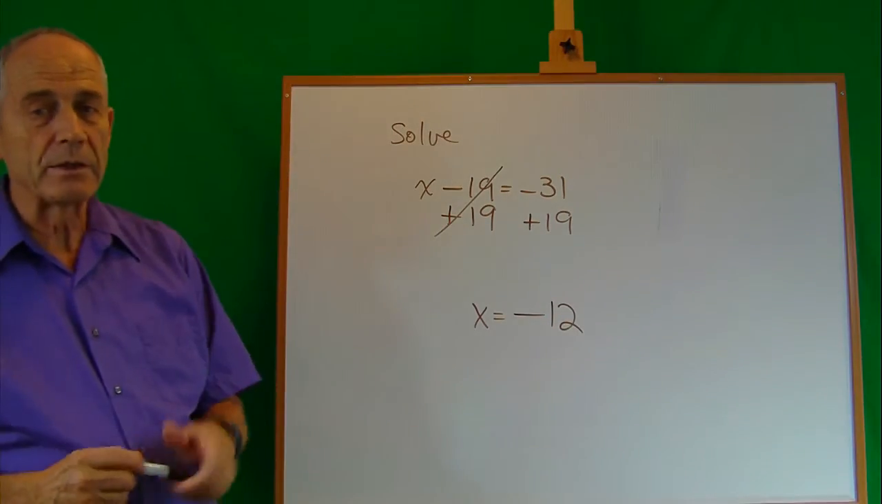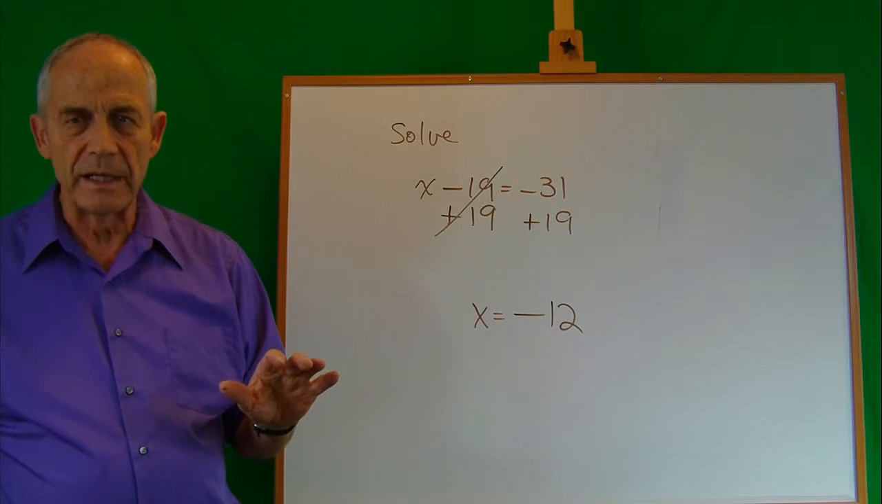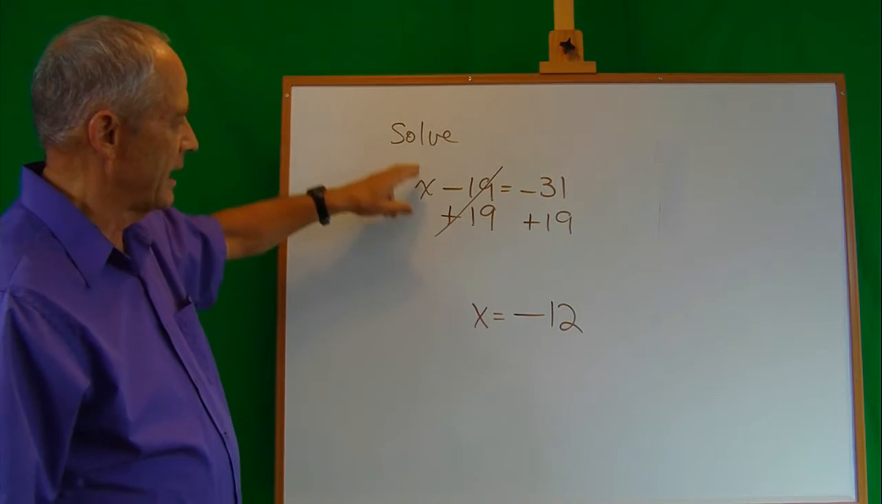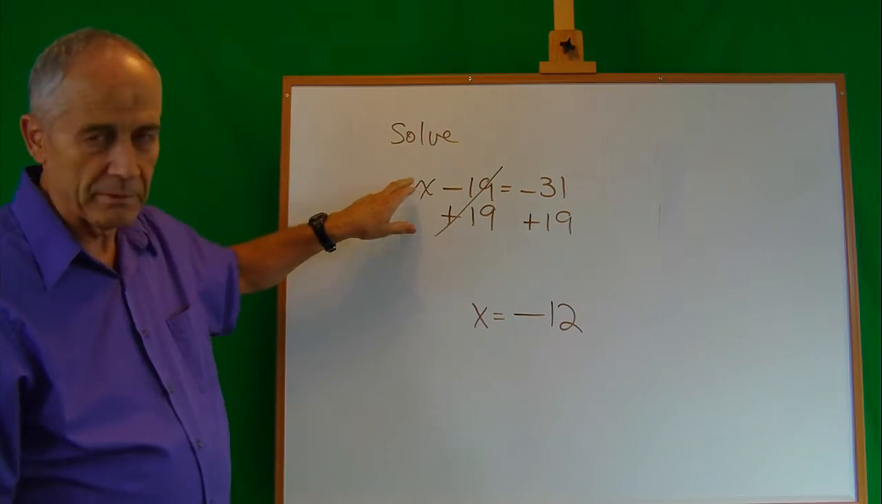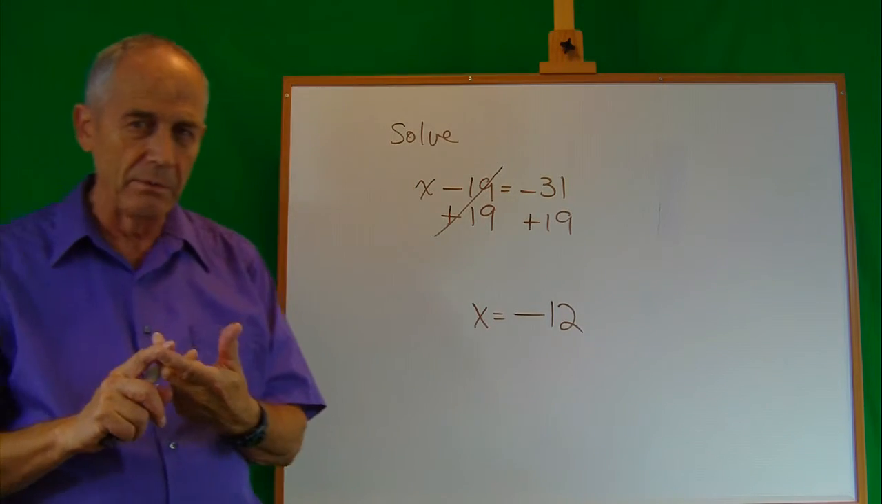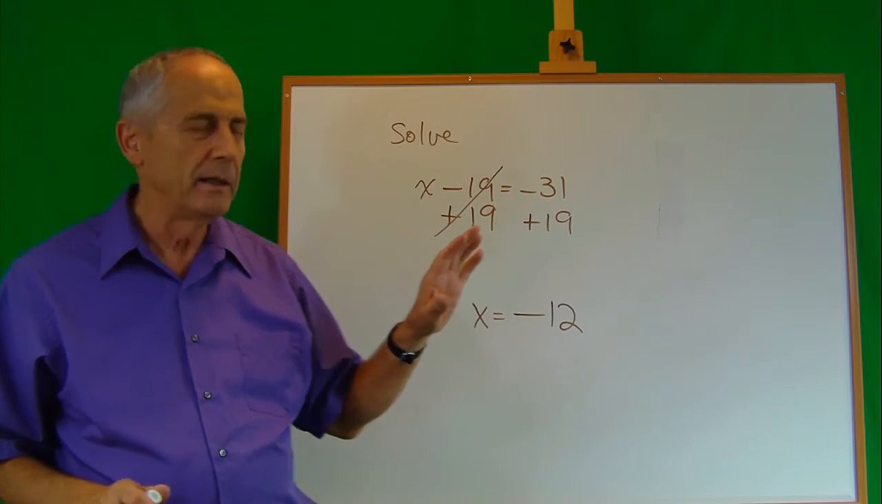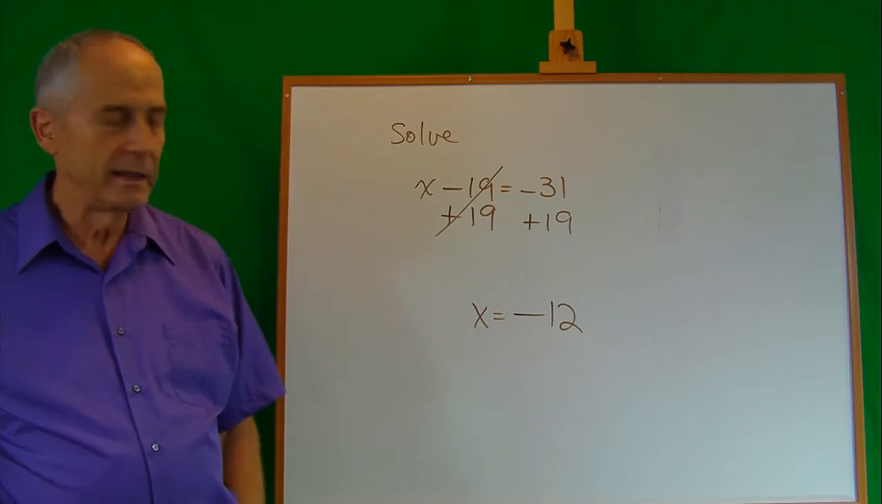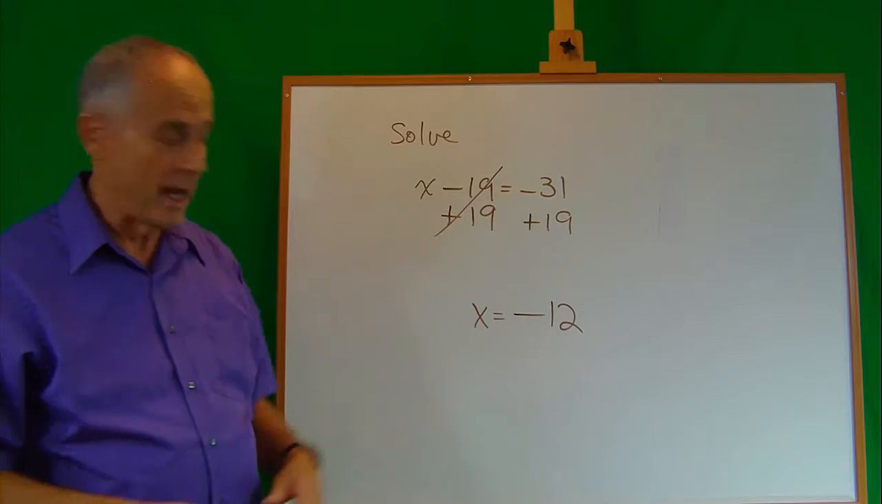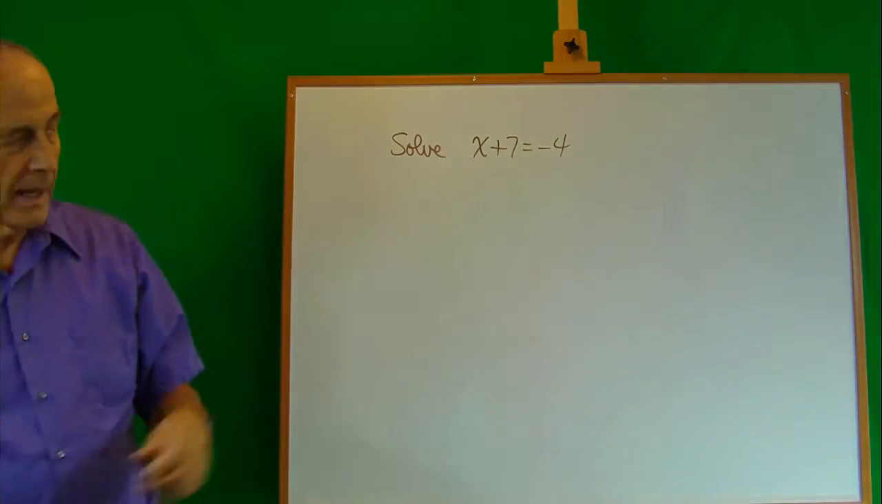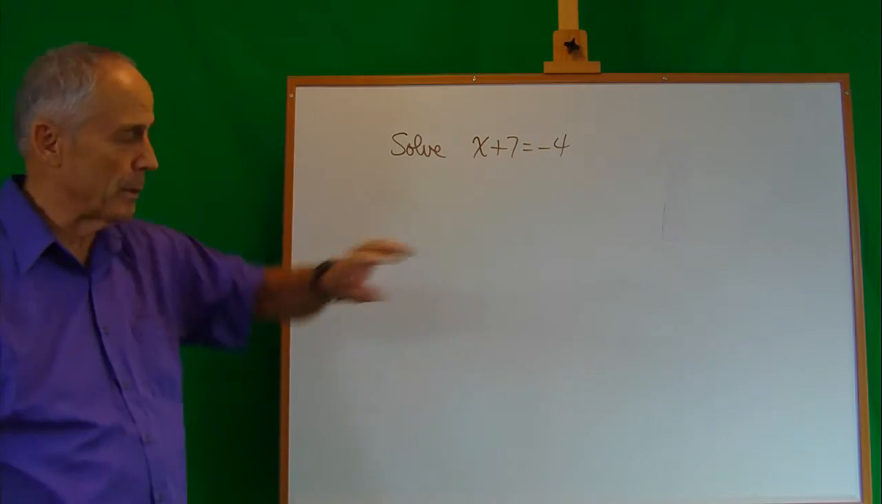Now, if I want to check my answer to make sure it's true, then I just simply put that negative 12 in there and see if negative 12, picture where you are, you're going to subtract 19, see if you get negative 31, and we do, and so that's it.